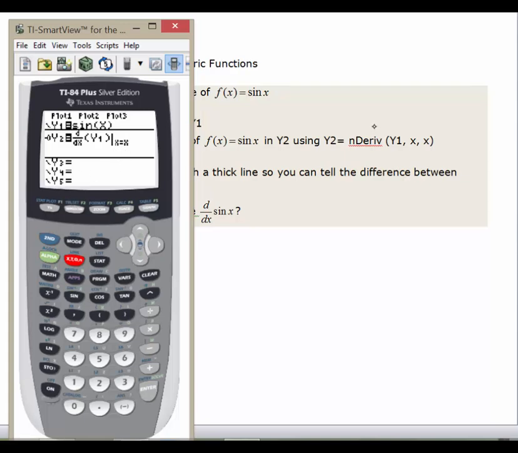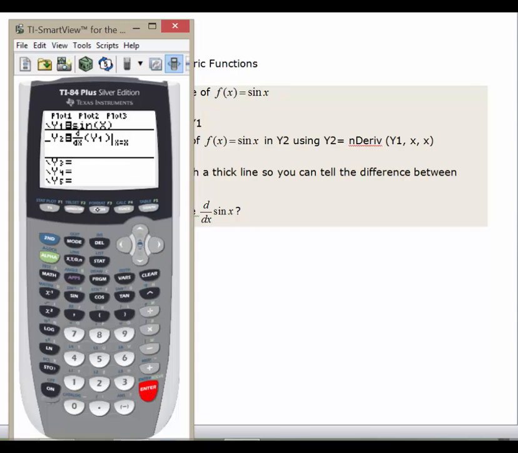For those of you with older versions, you're going to use n-deriv, and it's going to be y1. So you're taking the derivative of the function that is in y1 with respect to x for every x. And so you can use that notation. I also want to graph the derivative using a different kind of line. This time I'm not going to use the line with the hole at the end or the circle at the end. I'm going to use a thick line. So keep hitting enter until you get the thick line, or you could use the broken line too.